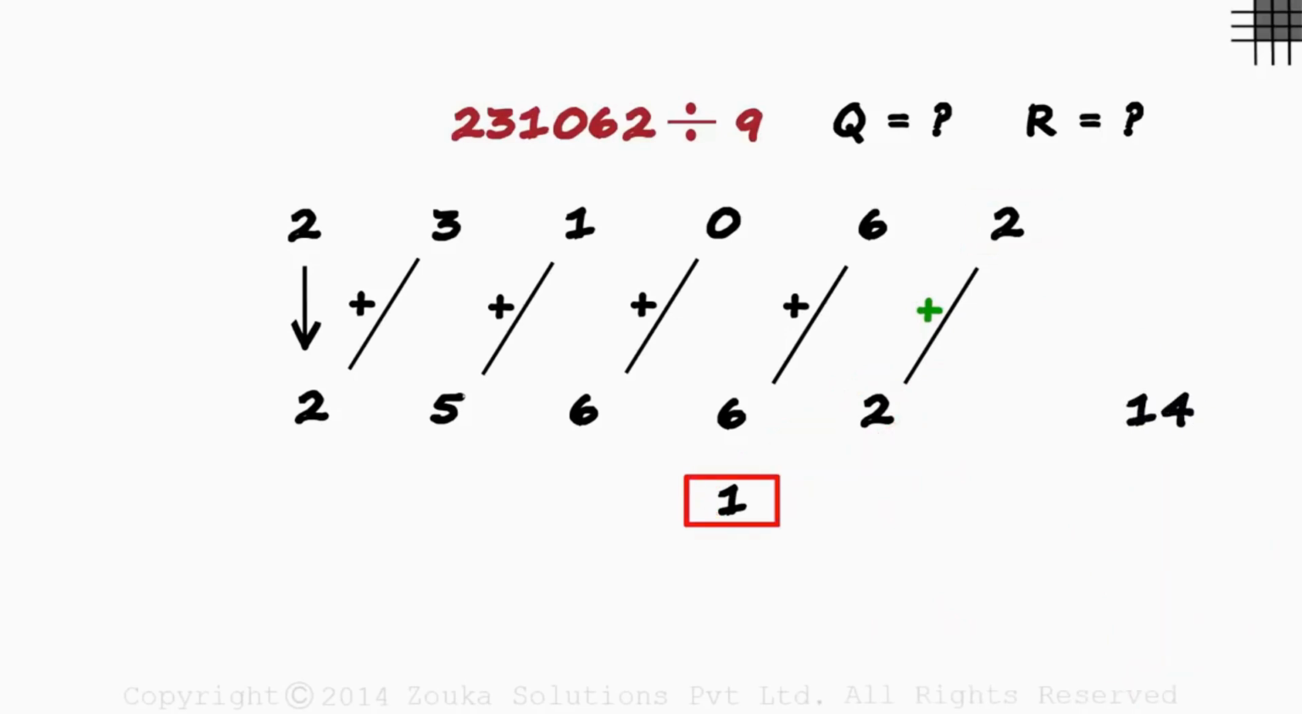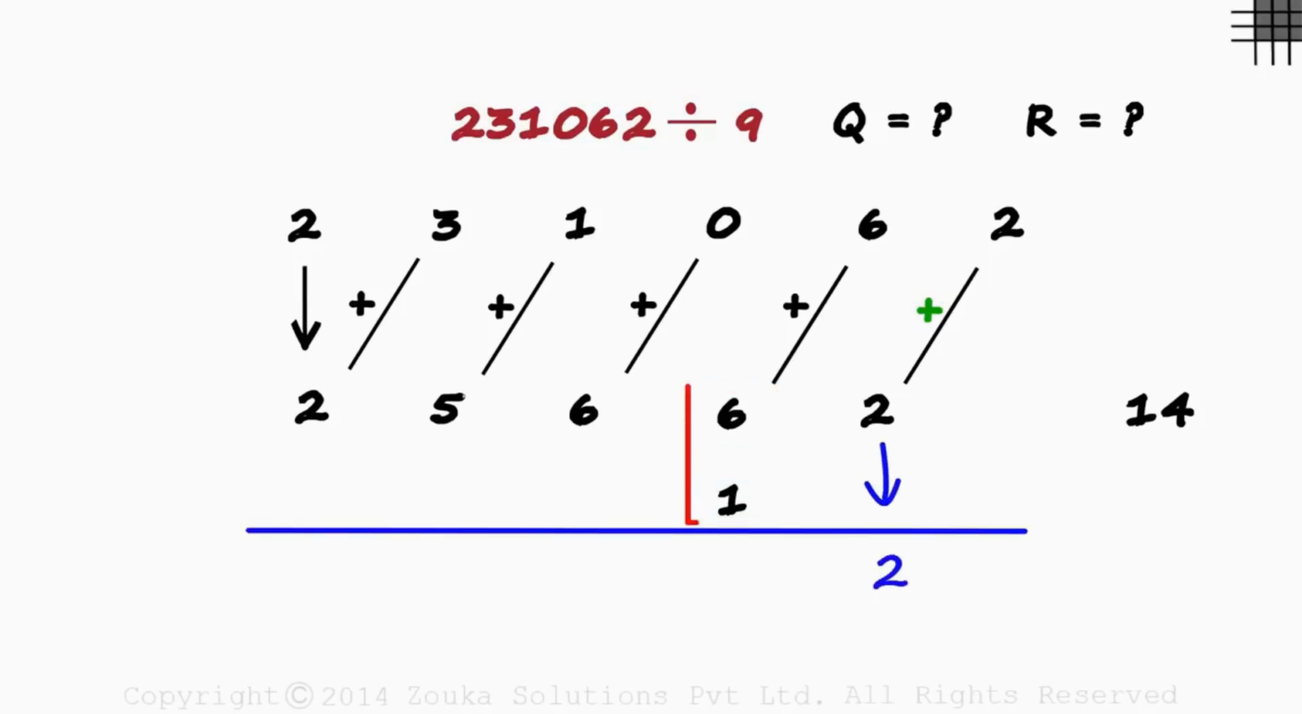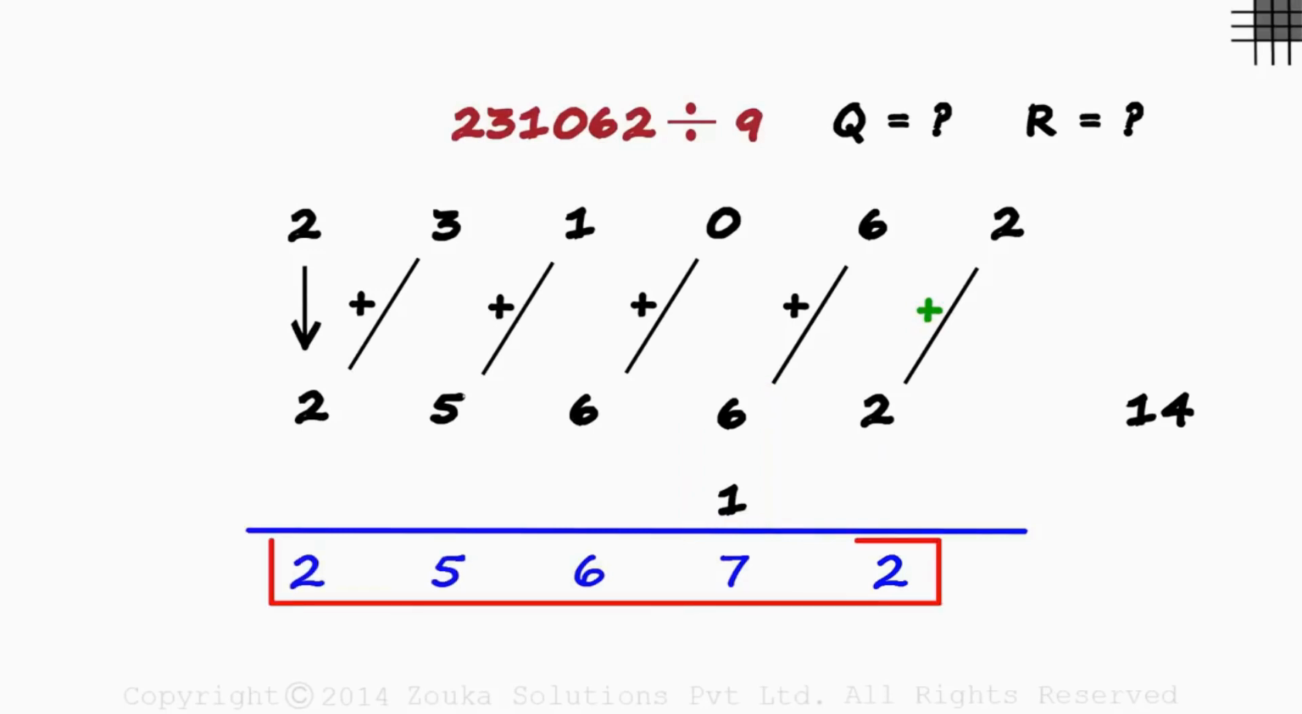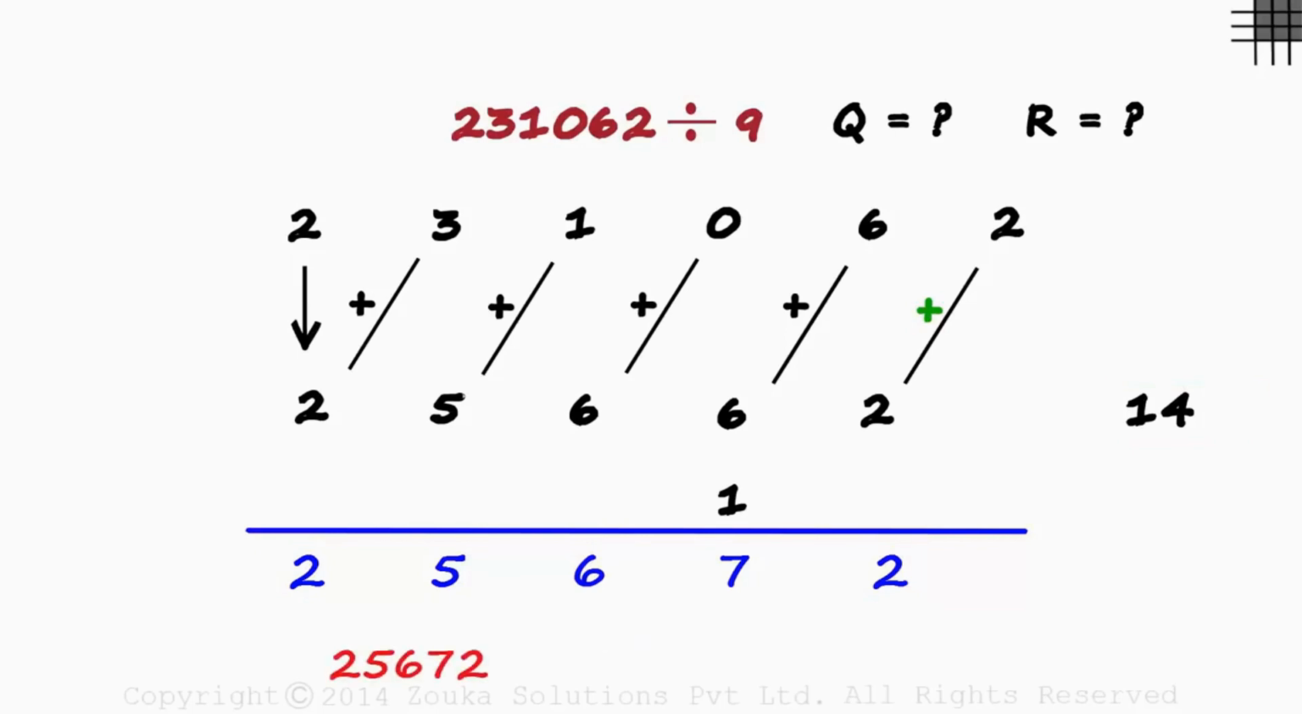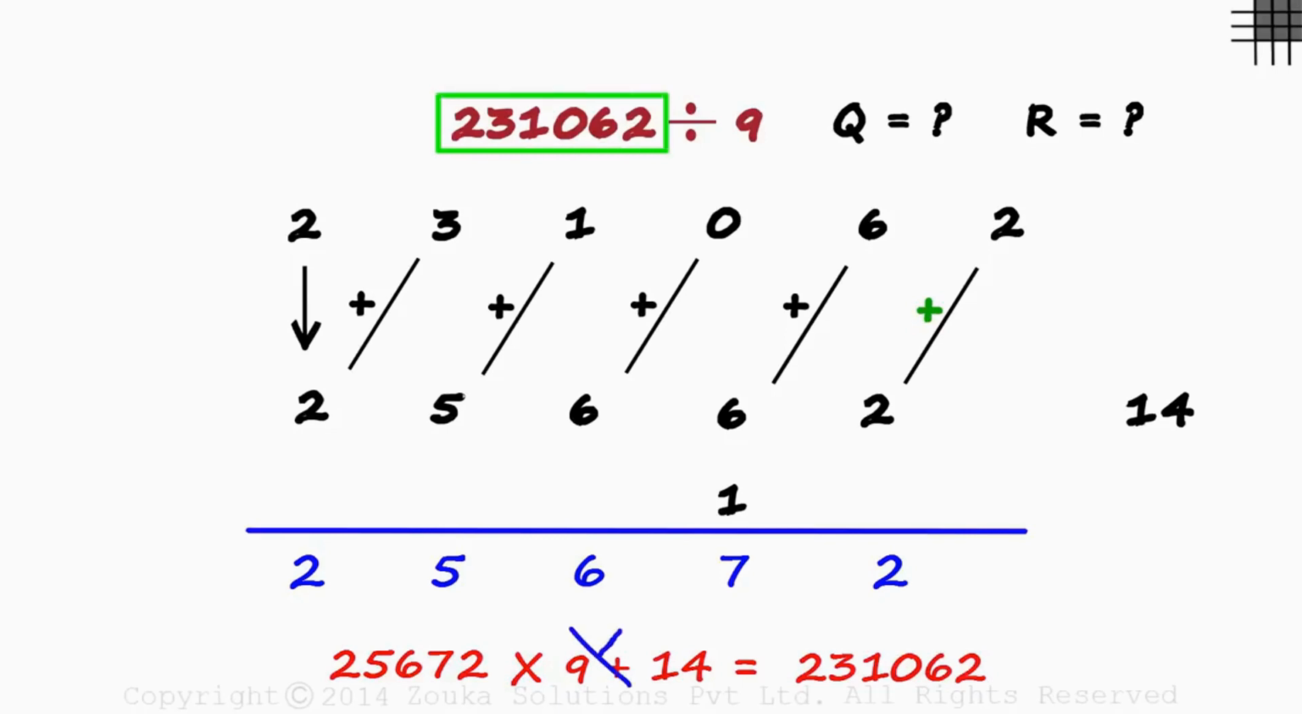Interesting. As 1 is written under the 6, we add them. 2 is written down. 6 plus 1 is 7. 6, 5 and 2. Now my question to you is, is 25,672 the quotient and is 14 the remainder? If you use your calculator and multiply 25,672 with 9 and add 14 to the product, you will get 231,062, which is our dividend.